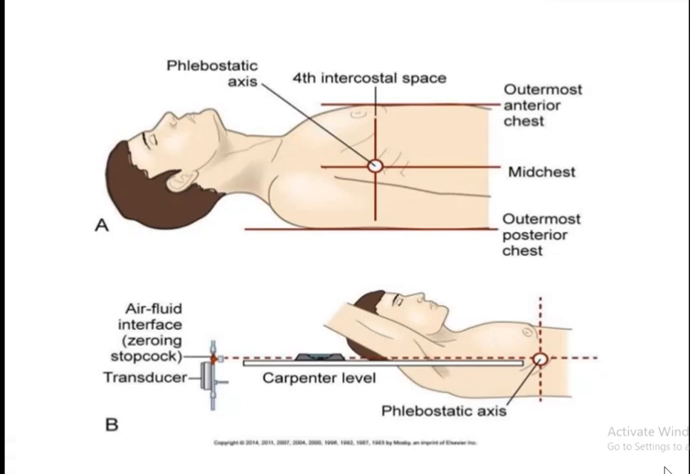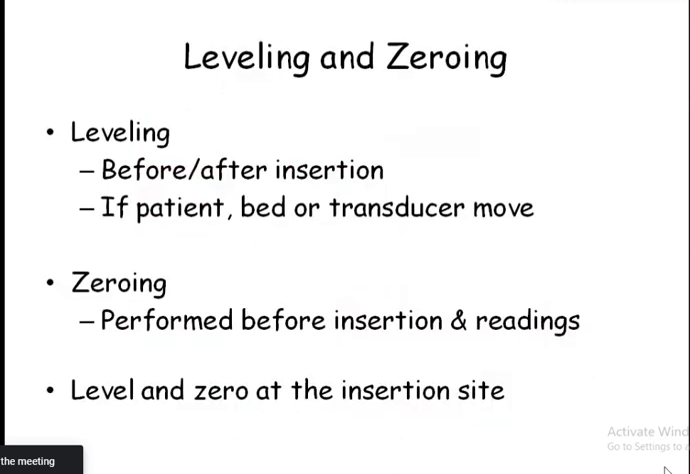At that axis, you have to take all the readings. You have to do zeroing. The stopcock level should be at that axis, and you have to do the zeroing every time at that axis, and then calculate the pressures. So if the patient is lying down on the bed, then that stopcock should be at that level only. And if you have elevated the patient by 30 to 40 degrees, then you also have to elevate your stopcock level to match that axis.